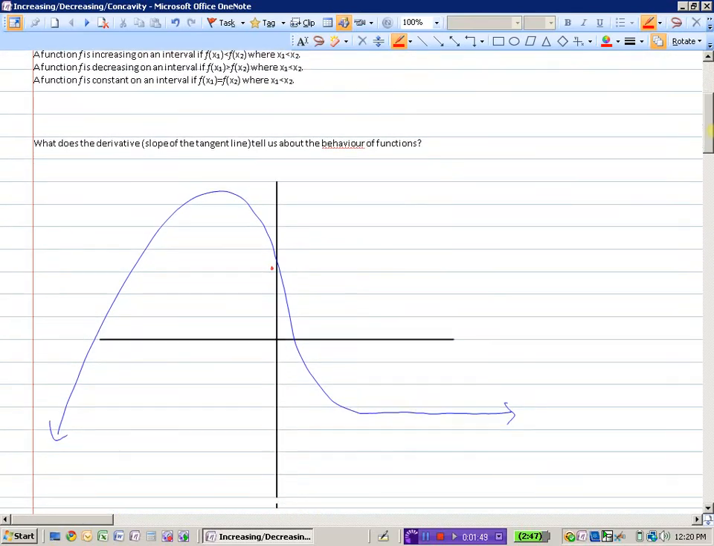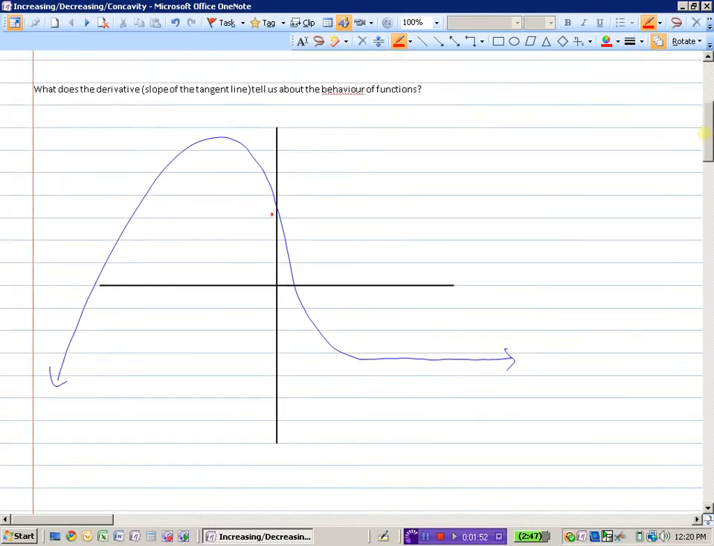So what does the derivative, which we know is the slope of the tangent line, tell us about the behavior of functions? Well, I've drawn one here, and we can see that this function increases to about this point right here, and then it decreases to this point about right here, and then it remains constant. Well, let's look at the slope of the tangent lines, and I'm just going to pick some points on here. And if we'd sketched some little tangent lines, they might look something like this.